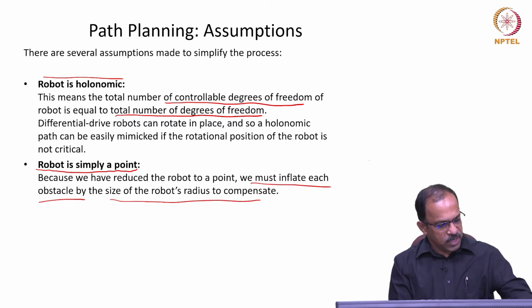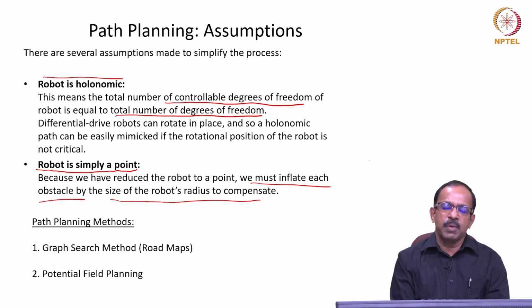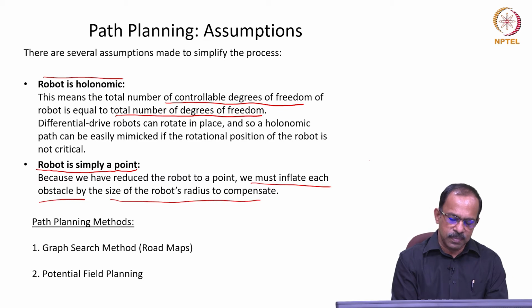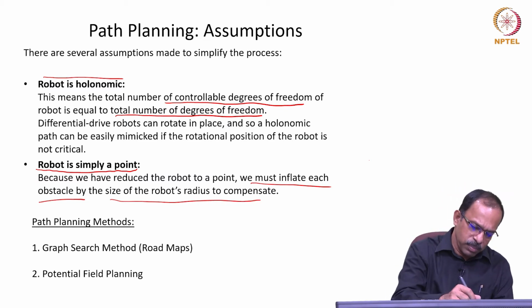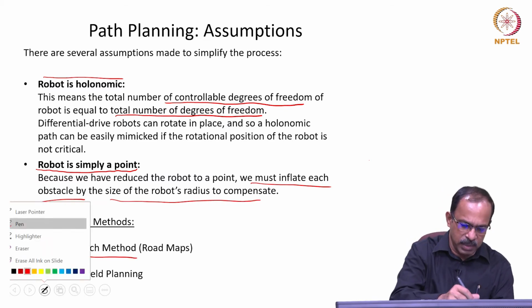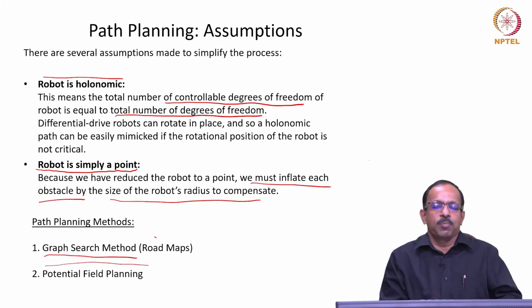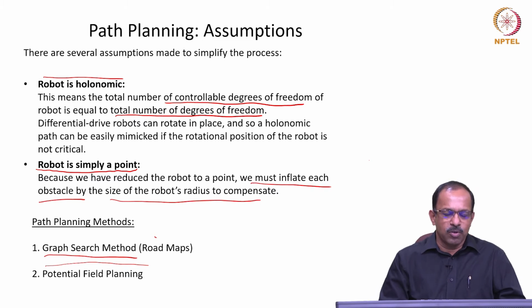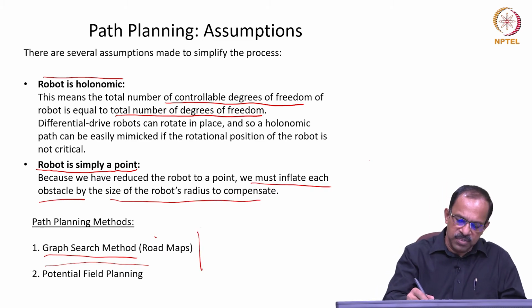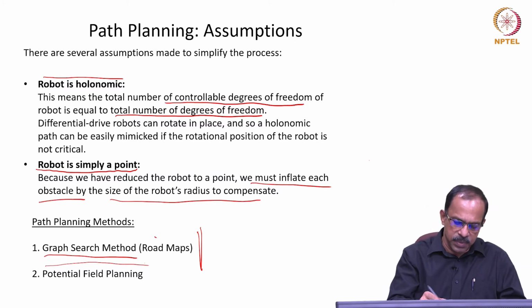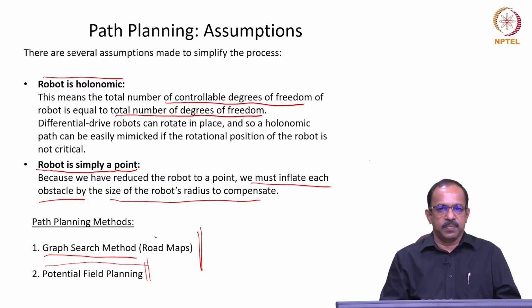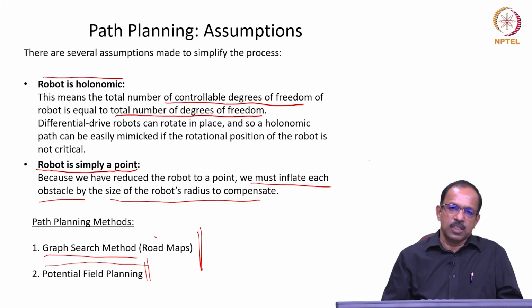Now, as I mentioned, there are multiple methods for path planning, and the two most important ones, basically the classical methods. There are many other new methods being proposed by researchers, but we will talk only about the classical methods. The first one is known as the graph search method. The second one is the potential field planning. So, both are for path planning.